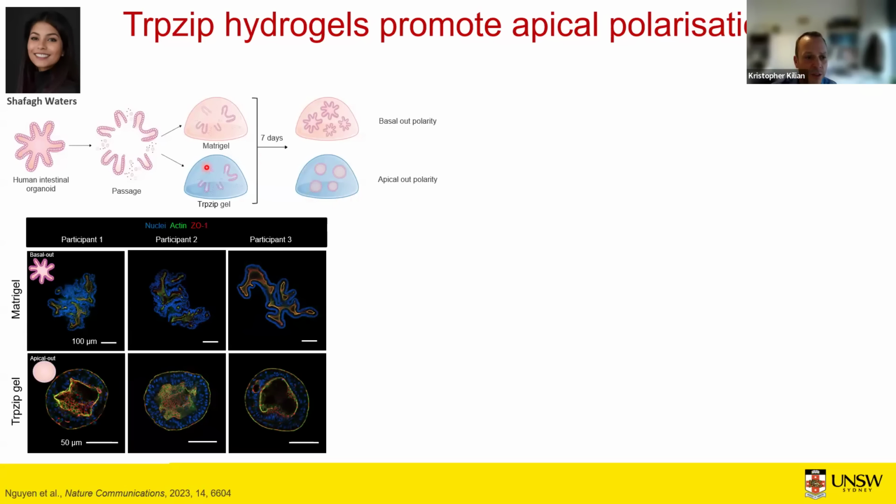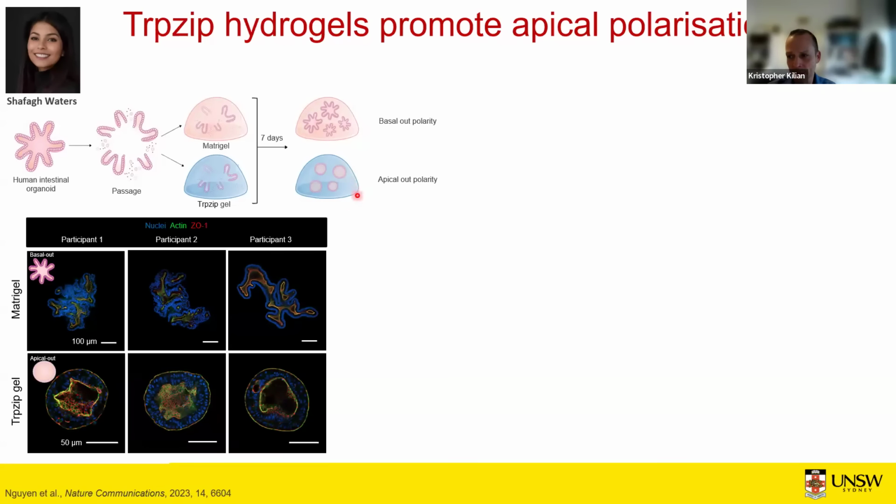And so when these intestinal organoids are cultured in Matrigel, they take this basal out polarity. And that means the inside of the organoid is like the inside of your gut, where the surface of your intestinal lining is. While in the Trpzip gel, they're apical out. And so, the apical surface that you would see on the inside of the gut is actually facing outward.